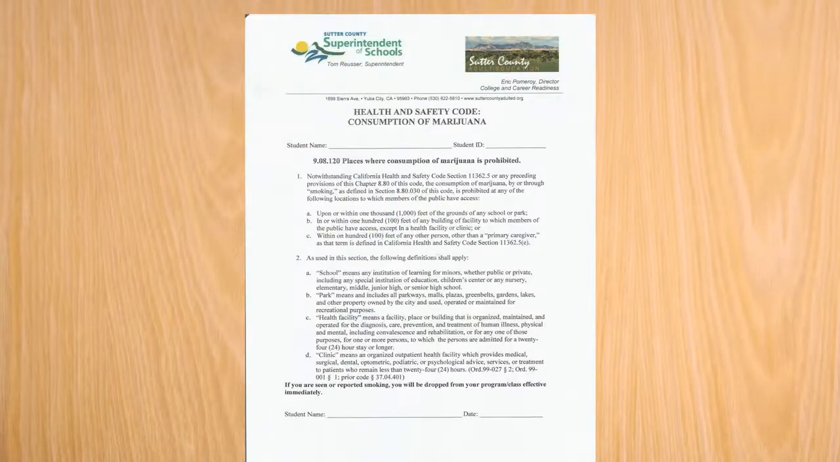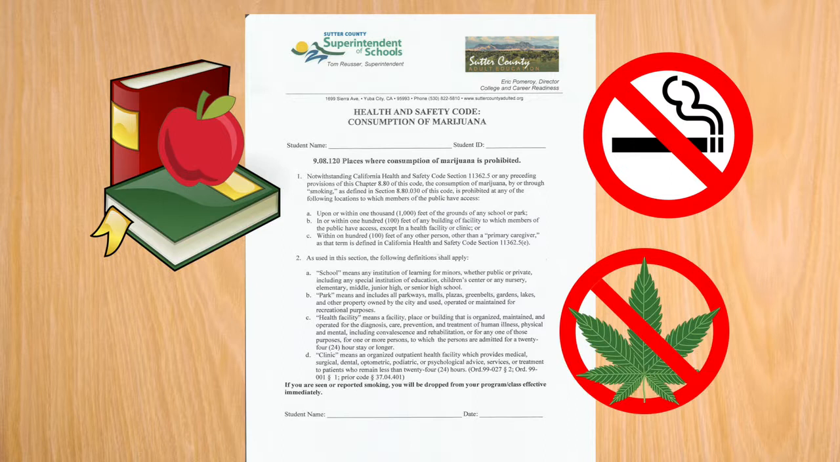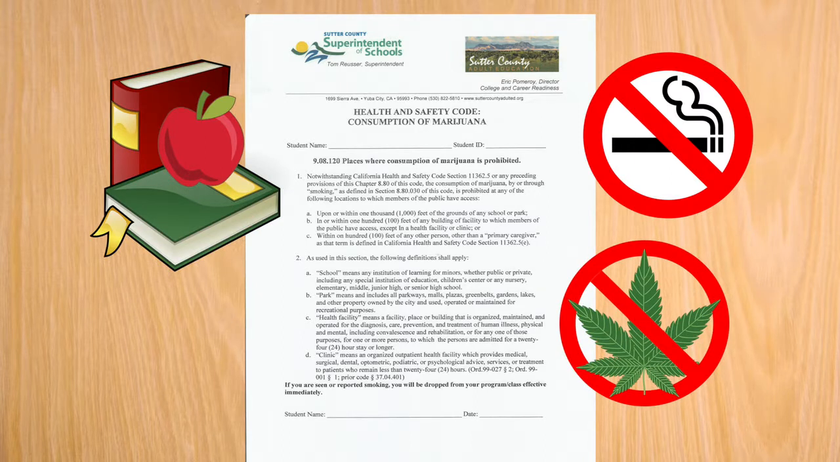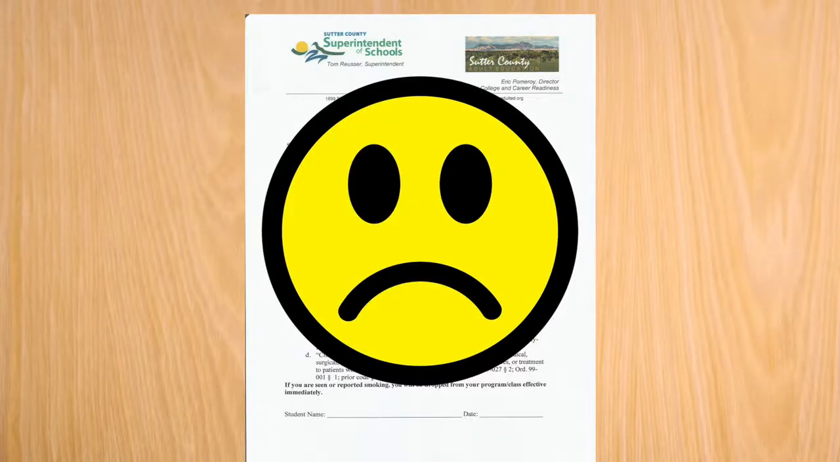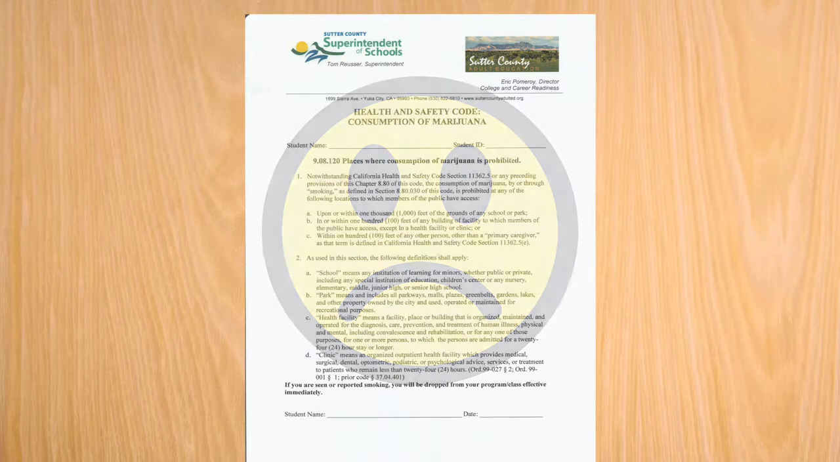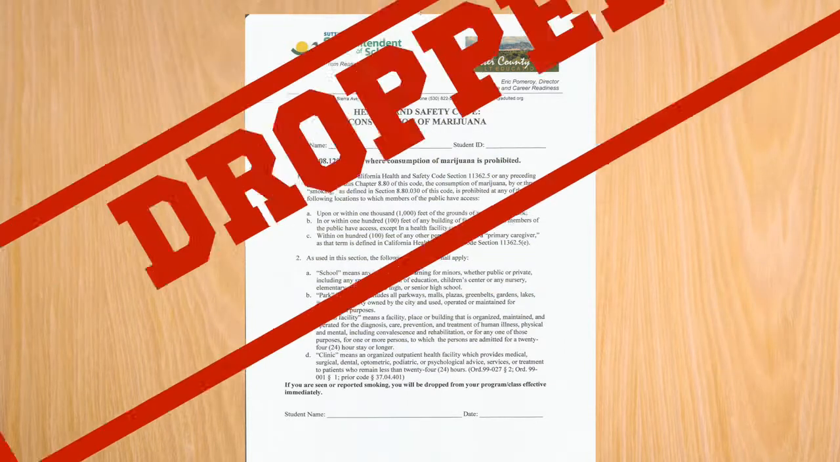This is the Health and Safety Code as it relates to the use of marijuana. Please use a pen for this form. The consumption or use of marijuana on or around school property is strictly prohibited by law. Students who consume or use marijuana in or around school will be dropped from the program immediately. Additionally, students who attend classes while under the influence will be asked to leave and will be placed on a behavioral contract. If there are further marijuana-related infractions, the student will be dropped from the program.